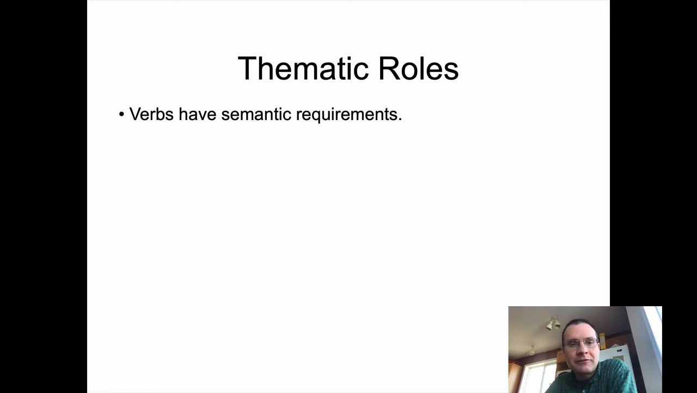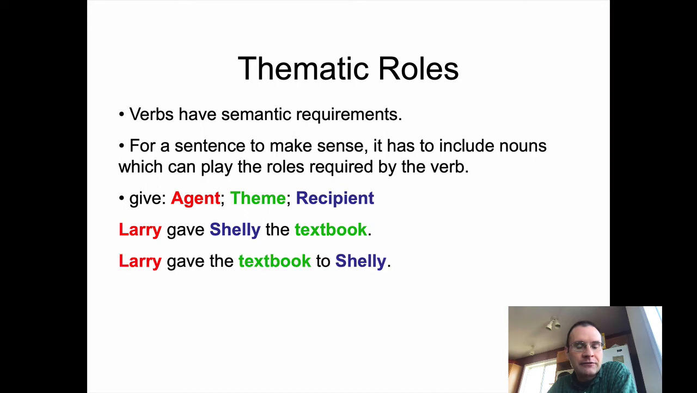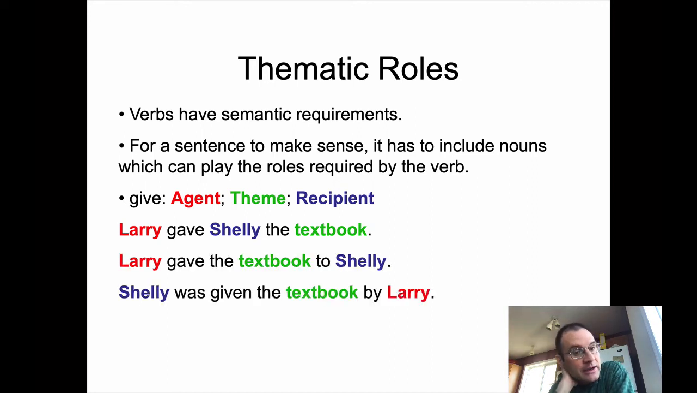Okay, so verbs have semantic requirements, it turns out, in addition to some syntactic requirements. Not only do some verbs require some sort of complement, but verbs can only usually make sense if their semantic requirements are fulfilled by the nouns that are trying to fill these thematic roles for that verb in a sentence. So for a sentence to make sense, it has to have nouns which can play the roles required by the verb. I'll walk you through the different ways of expressing this sentence. So you can say Larry gave Shelley the textbook. Larry gave the textbook to Shelley. I've got color coding here for the agent, theme, and recipient.